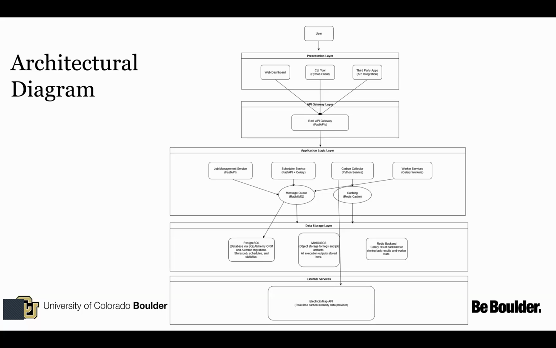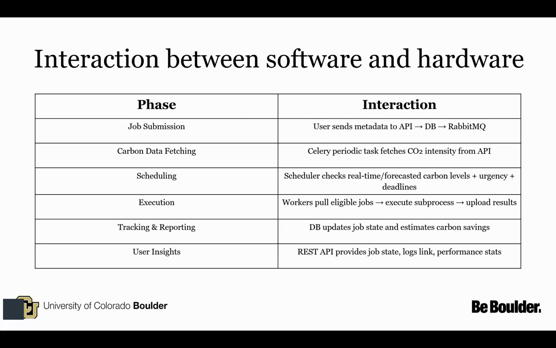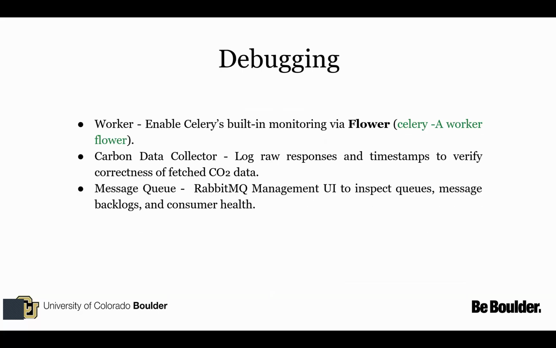Finally, all the states, such as the job history and the carbon logs, are persisted in the PostgreSQL database, ensuring we have a reliable record of every decision the system makes. This is basically how the interaction takes place, a simplified version of the architecture. And yeah, moving to the debugging.